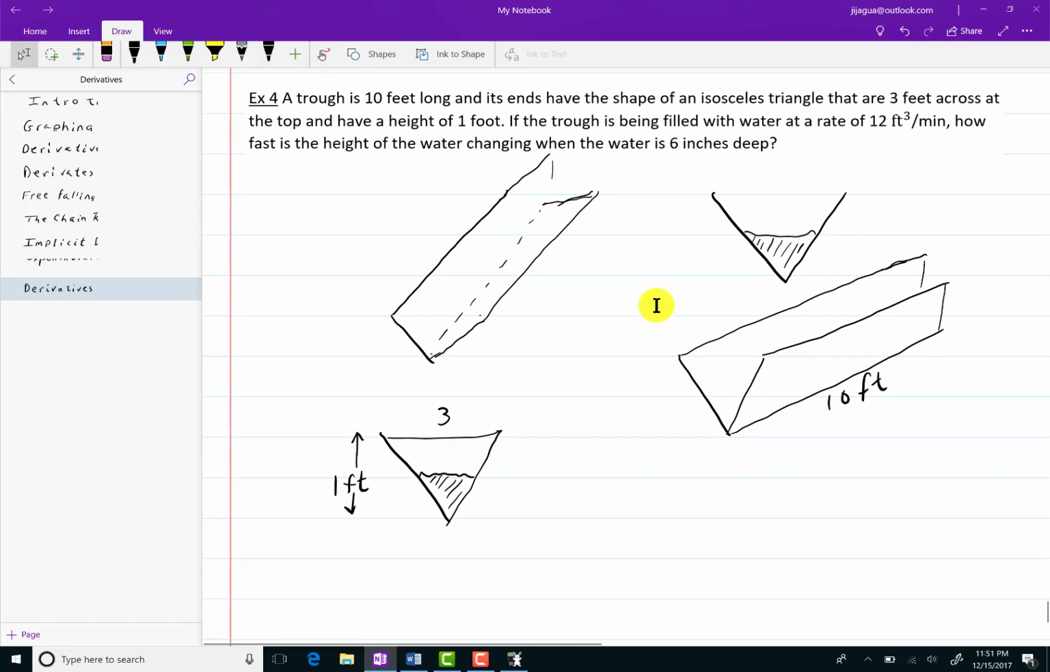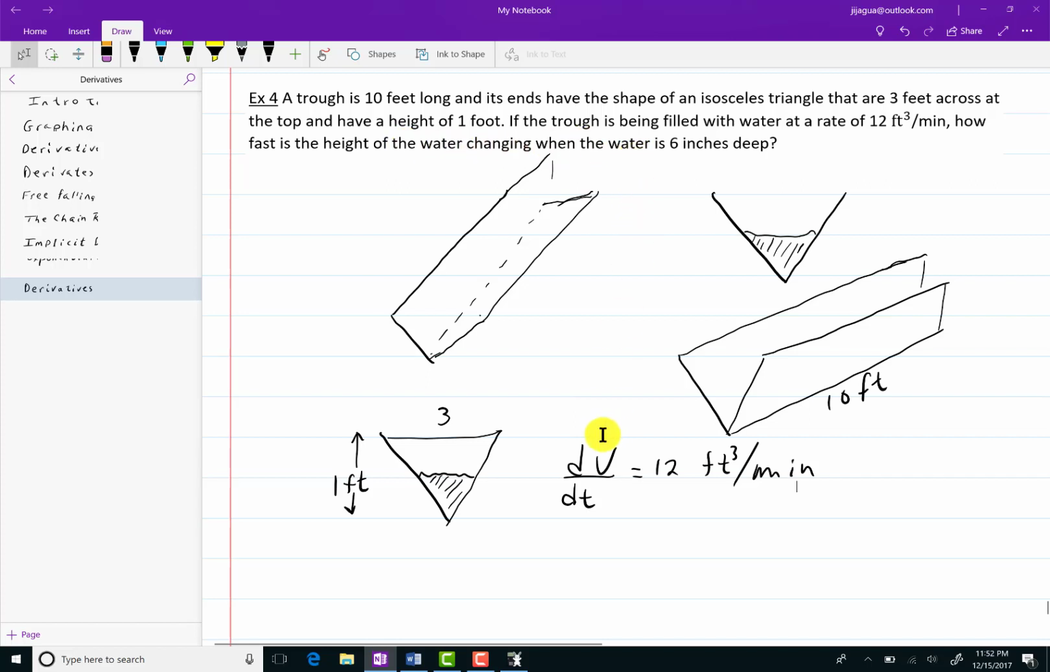Now, a trough is 10 feet long, and its ends have the shape of an isosceles triangle that are 3 feet across at the top and have a height of 1 foot. Got that down. If the trough is being filled with water at a rate of 12 cubic feet per minute, what they just gave you there is that the derivative of volume with respect to time is 12 cubic feet per minute. How fast is the height of the water changing when the water is 6 inches deep?